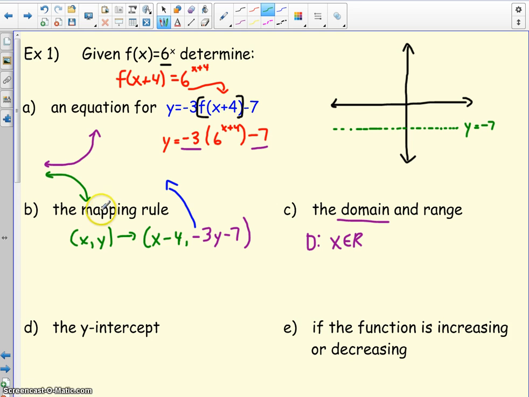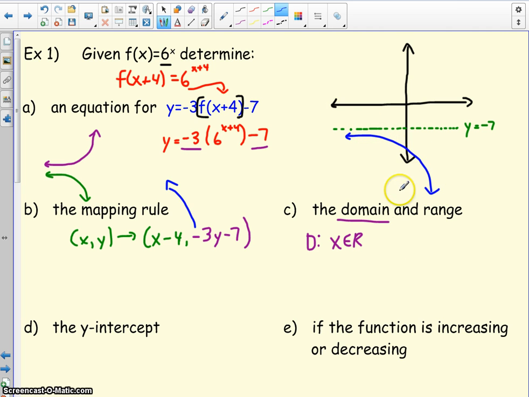You'll notice I'm now decreasing. And you also see with that reflection, I'm now going to be defined below my asymptote. So if I want to make a sketch here, this would be what my graph would look like. My asymptote at y equals negative 7, and a decreasing function that is below the asymptote.